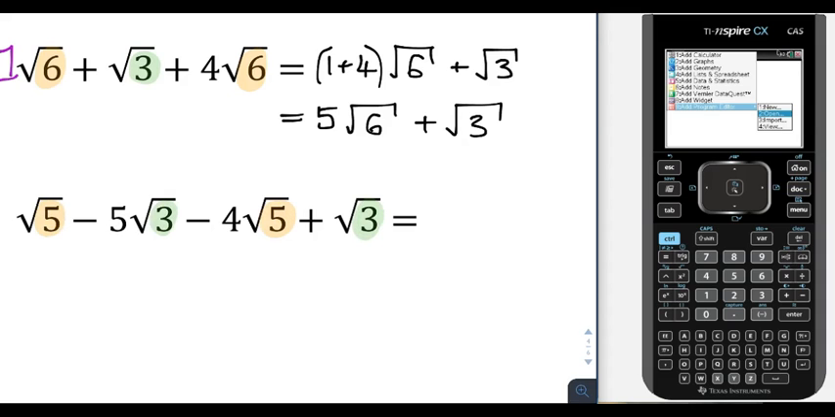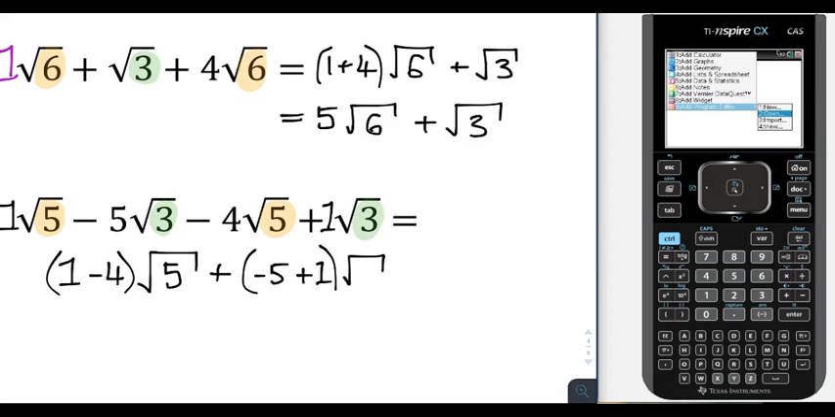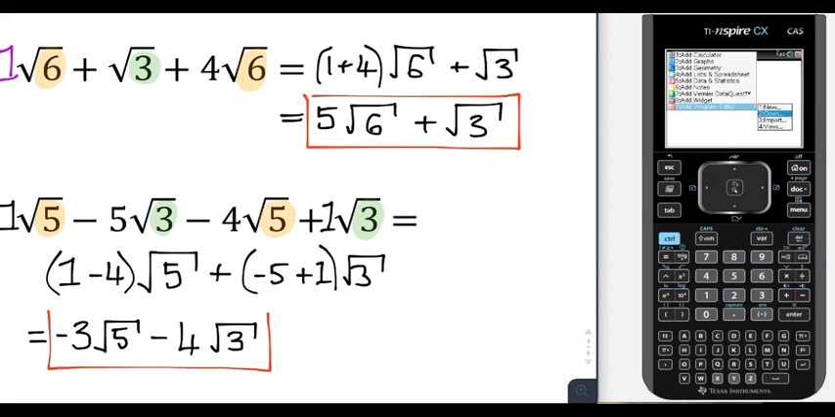The next one has two similar surds, so root 5 and root 5, and root 3 and root 3. So again, we're just going to combine together, collecting like terms basically, the root 5s and the root 3s. So we'll have 1 minus 4, and we'll have negative 5 plus 1. And then simplifying that out, you get negative 3 root 5 minus 4 root 3, end answers.